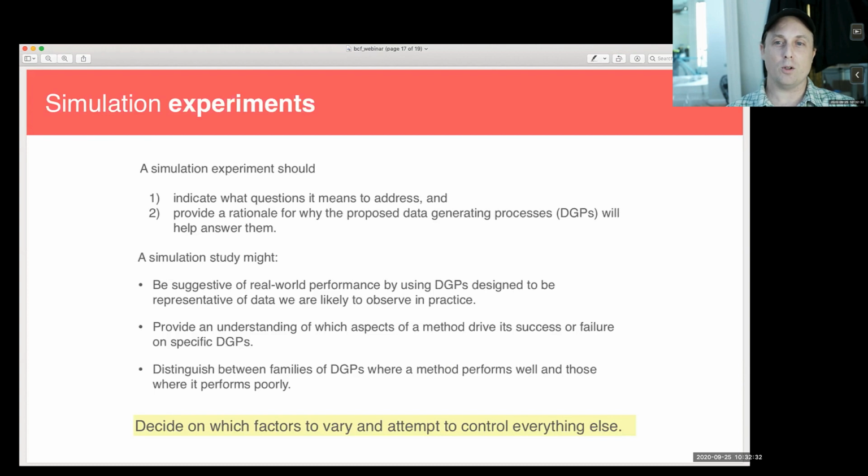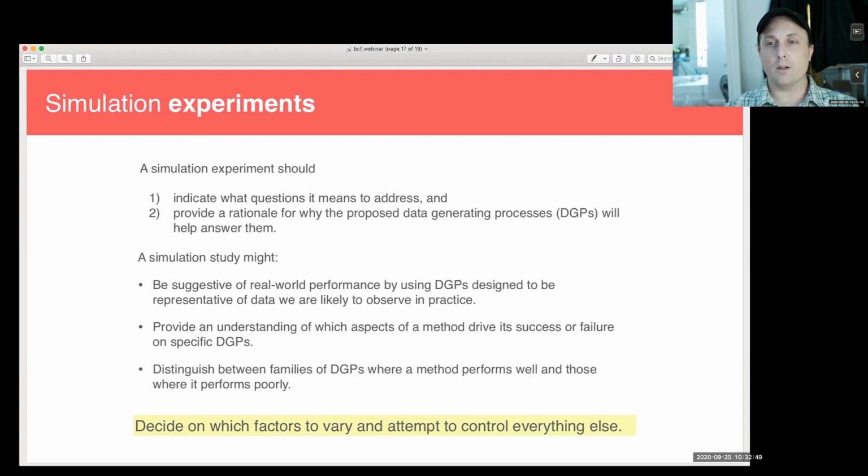Well, so first of all, we should state at the outset what question it means to address. Are we trying to show that one software default is better than another? Are we trying to show that a particular penalty is better than another? Are we trying to show that it works well in the real world, whatever that might mean? So we should state that.